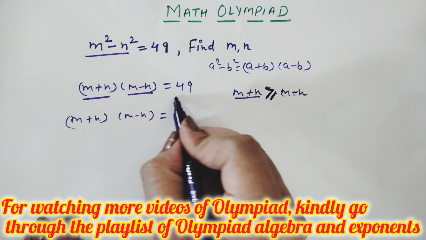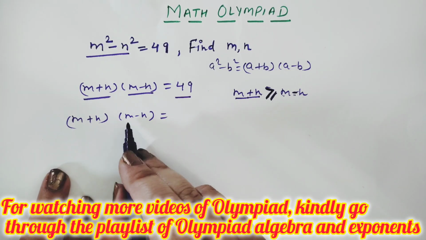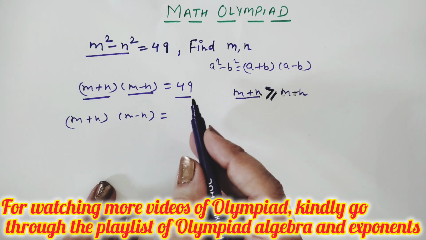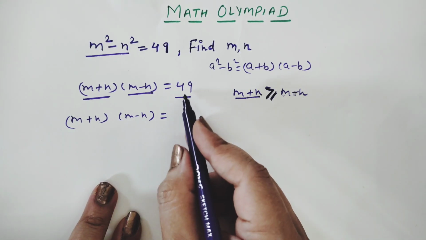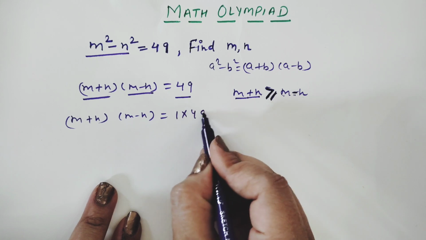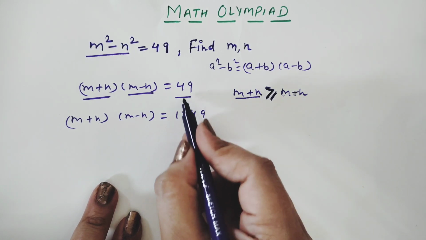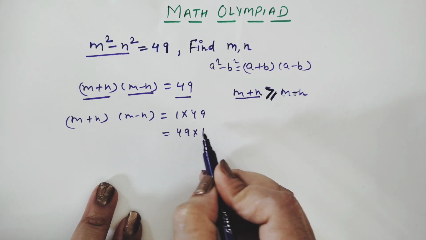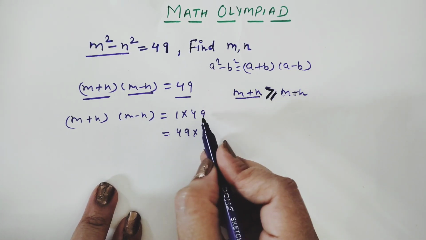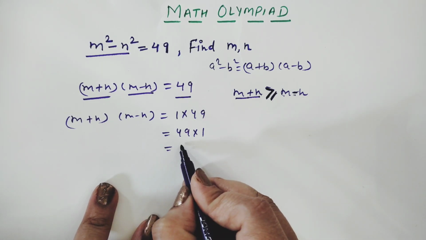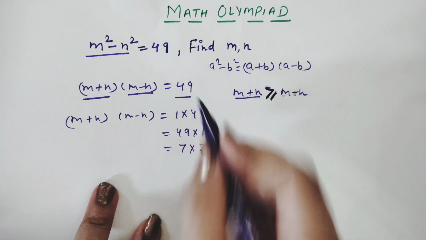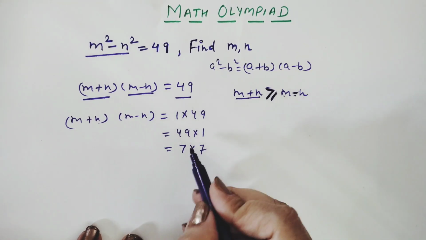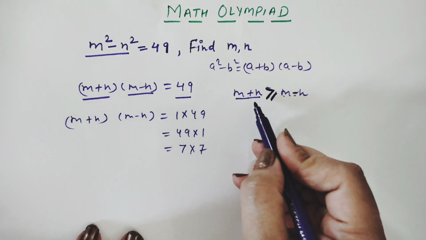Now focus on the right hand side. Similar to the left hand side, we will split 49 into a product of two numbers. Can we write 49 as 1 into 49? This is the first way. Another way is 49 into 1, and the next way is 7 into 7, which is 49. So which one is correct? We will put these values in one by one.